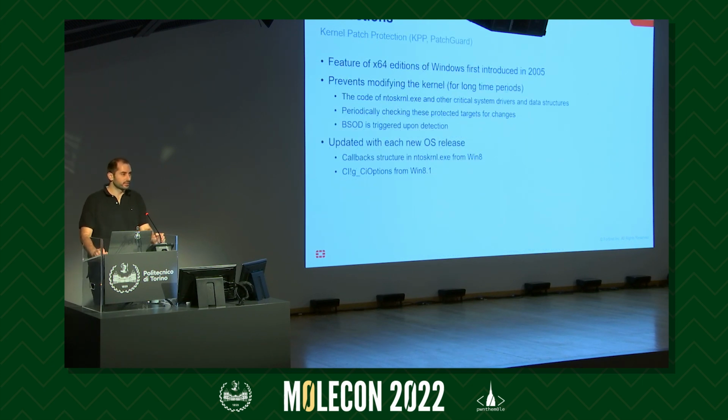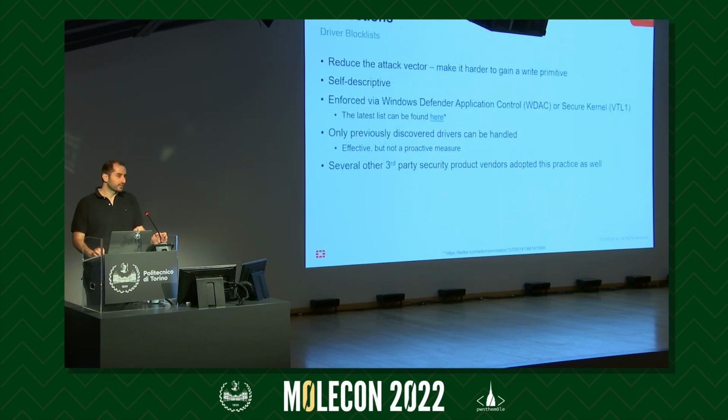The first one is PatchGuard. For those of you who are familiar with the Windows environment, it basically prevents you from modifying kernel data structures and code for long periods of time. If it detects a change, it will just blue screen the system. And it's being updated with each new version. Since PatchGuard wasn't that effective, Microsoft tried to introduce new ways to protect against it.